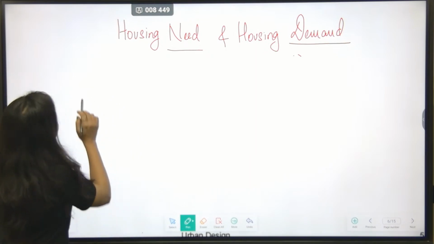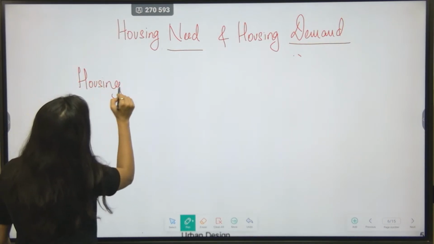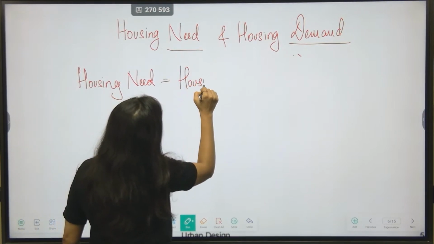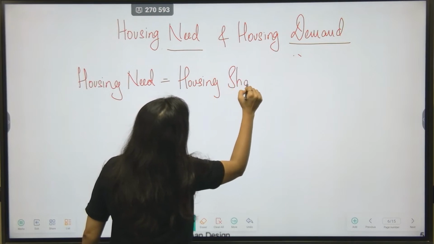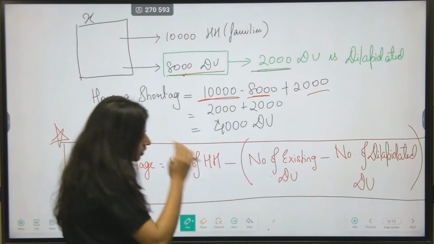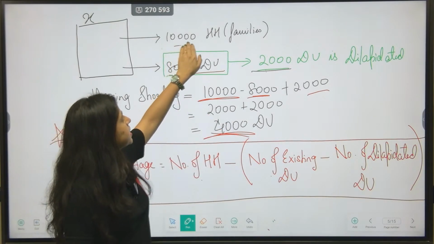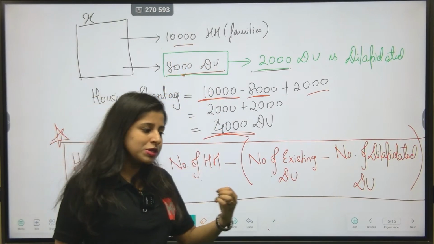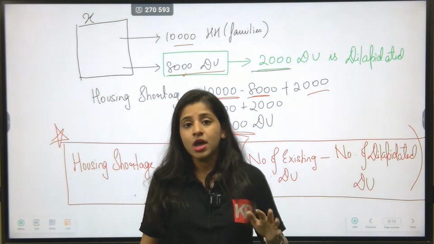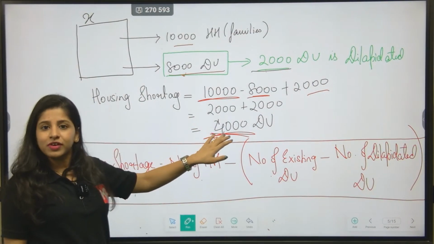So housing need will be what? Housing need is nothing but your housing shortage. For example, if I look into the previous example, we saw that 4,000 is the housing shortage. In these 10,000 families, there will be some families who are rich and some who are poor. We are not talking about who is able to pay and who is not. We are just talking about overall shortage. So overall shortage signifies the housing need.